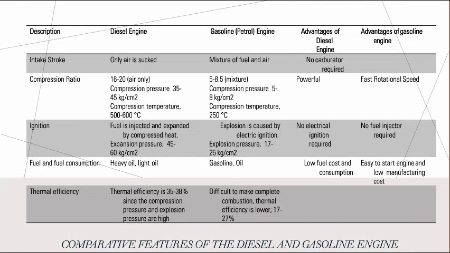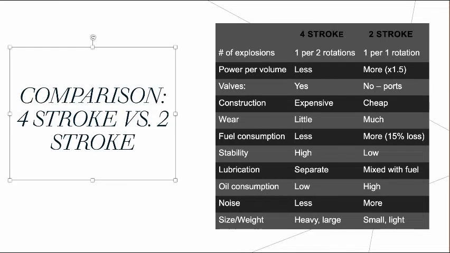Now we look at this table. This table shows the differences and advantages of the diesel engine and petrol engine. The differences of both engines can be seen in the intake stroke, compression ratio, ignition system, fuel type and its consumption, and also its thermal efficiency. And the differences of the four-stroke engine and two-stroke engine are shown in the table.